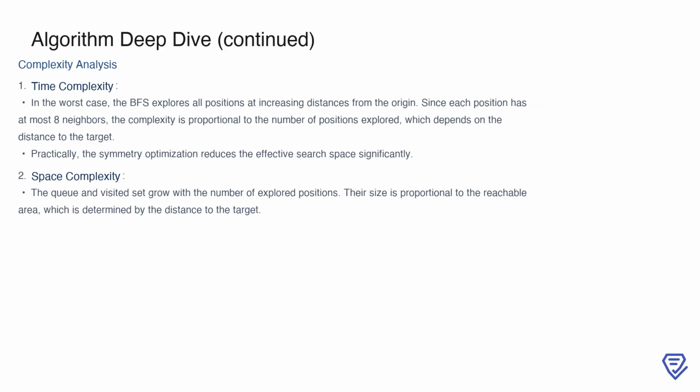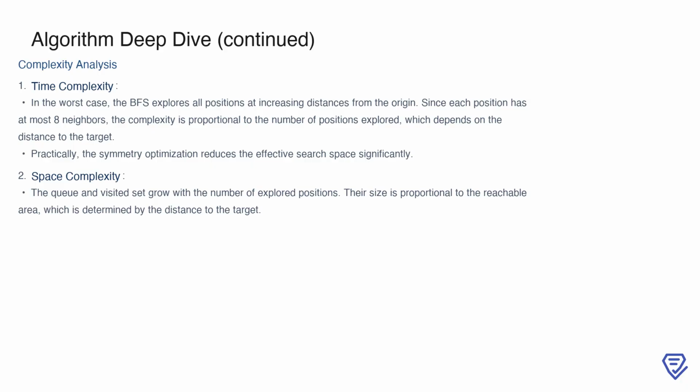Analyzing the complexity of this algorithm helps us understand its performance characteristics. For time complexity, the BFS explores all positions at increasing distances from the origin. Since each position has up to 8 neighbors, the total number of explored positions depends on the distance to the target. In the worst case, this results in a time complexity proportional to the number of reachable positions. However, the symmetry optimization significantly reduces the effective search space, improving practical performance.